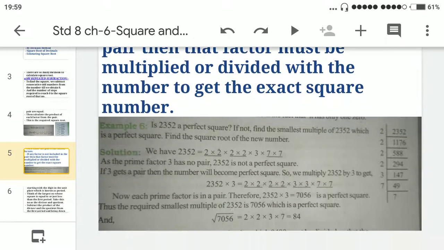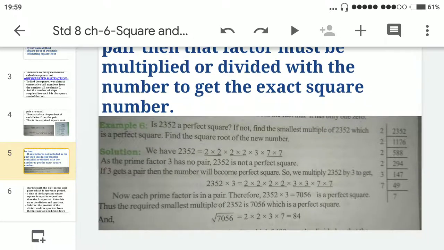Now you see the example here, 2352. It is asking: is it a perfect square number? If not, find the smallest multiple of this which is a perfect square. Find the square root of the new number. So what to do now? 2352, do the as usual prime factorization.